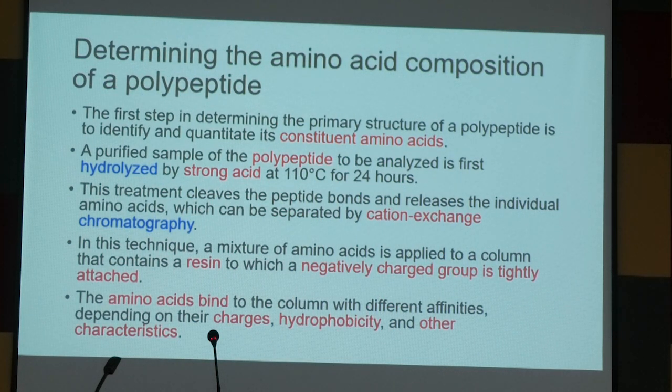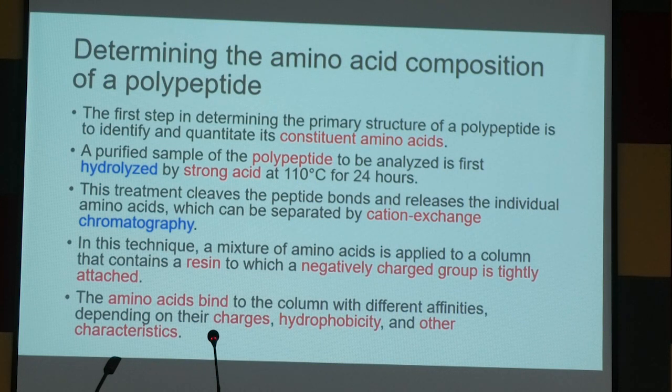Now we come to the primary structure. How to determine the primary structure? So what are the 2 important things which are characteristics of primary structure? One is the number of amino acids, and the other is the sequence of the amino acids. So first we are determining the number of amino acids. What we have to do is take a polypeptide and heat it with a strong acid so that the peptide bond breaks.